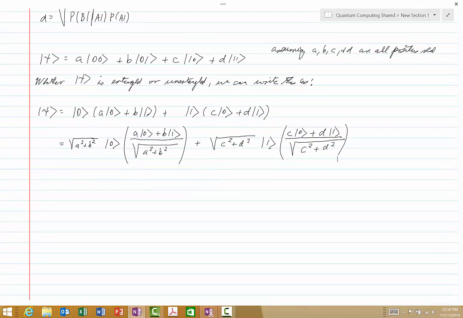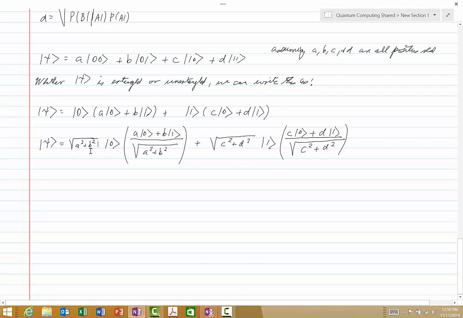And when we write the state in this form, it allows us to gain some more insight into what's going on.